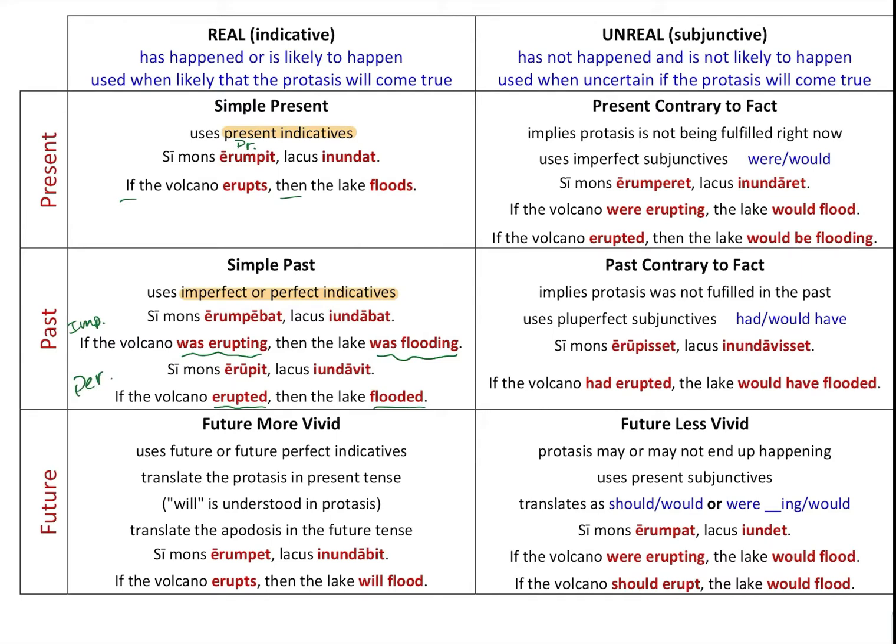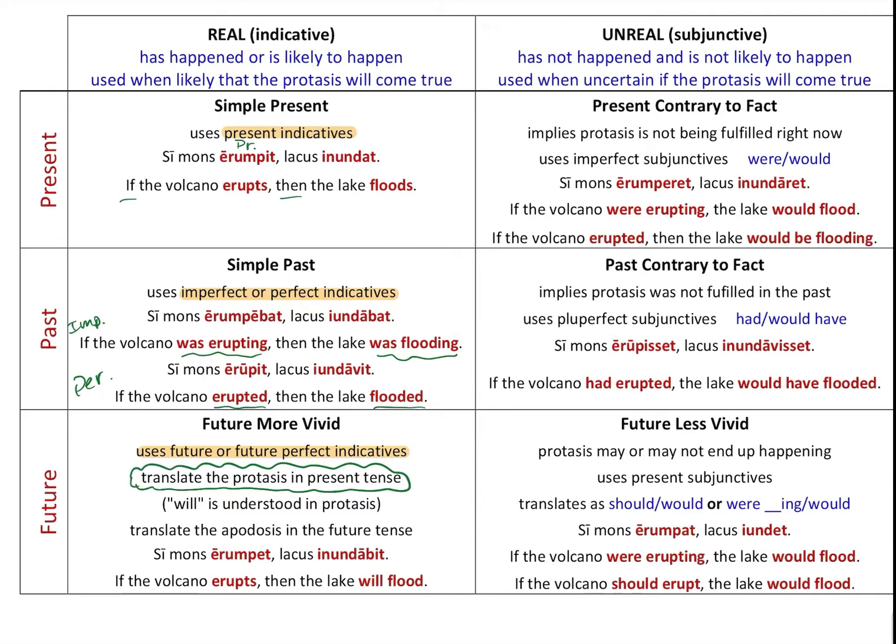Okay. Future more vivid. It uses future or future perfect indicatives, right? Just depending on what you want to say. So either one of those, it makes sense. Now here's the new thing. Translate the protasis in the present tense.